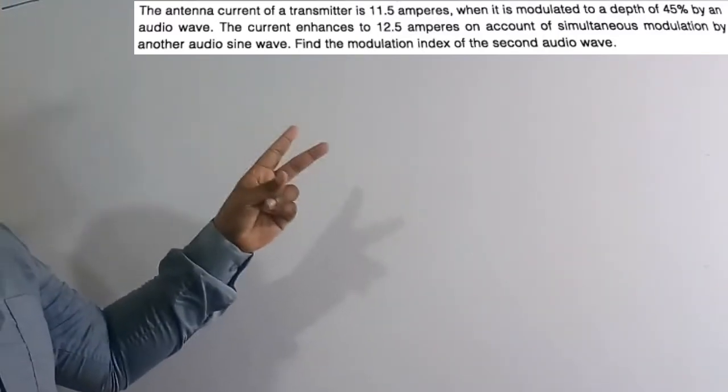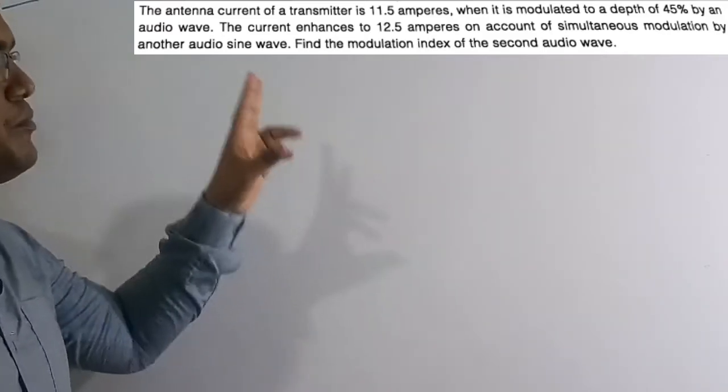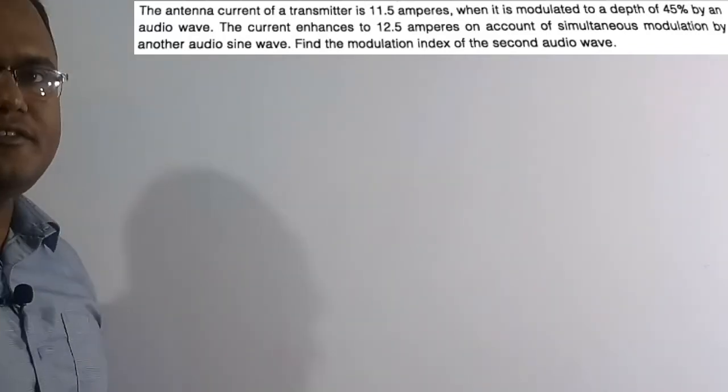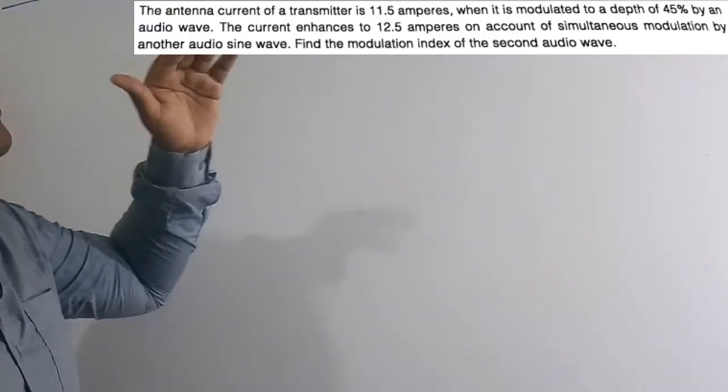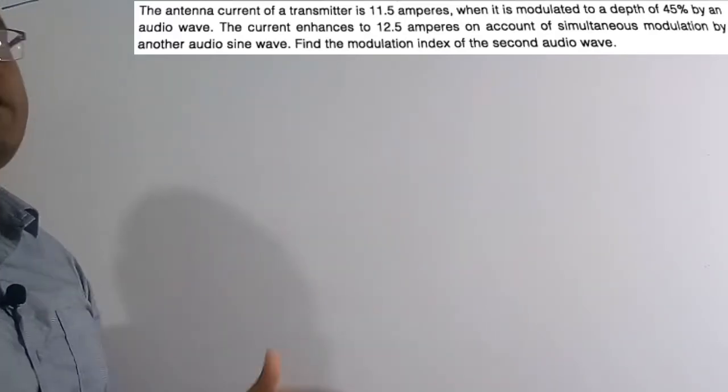And similarly, suppose there are two message signals now. So we are going to add an extra message signal. Because of these two message signals and the carrier, the current in the antenna is also given. The first wave's modulation index is also given. Now we need to find the modulation index of the second wave.